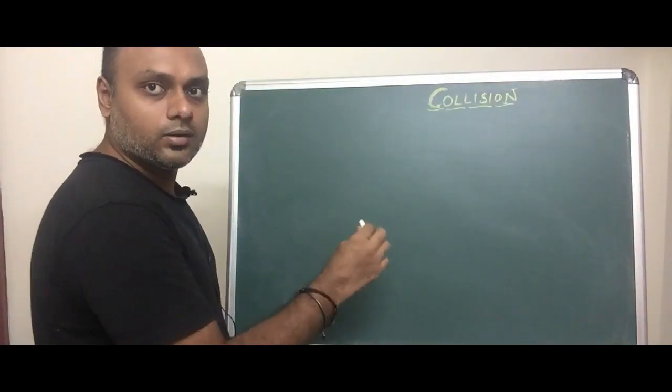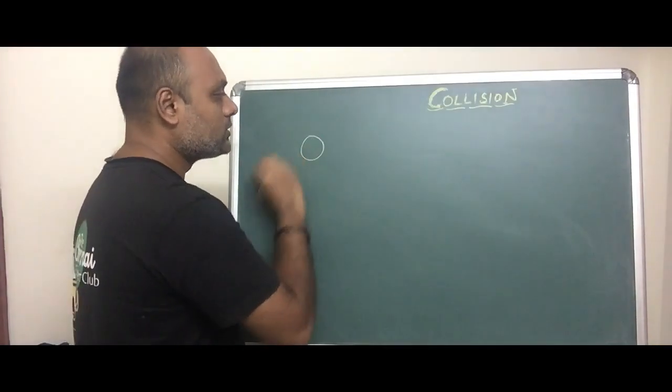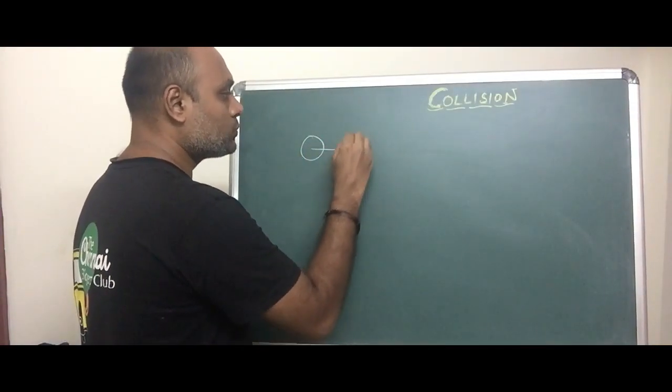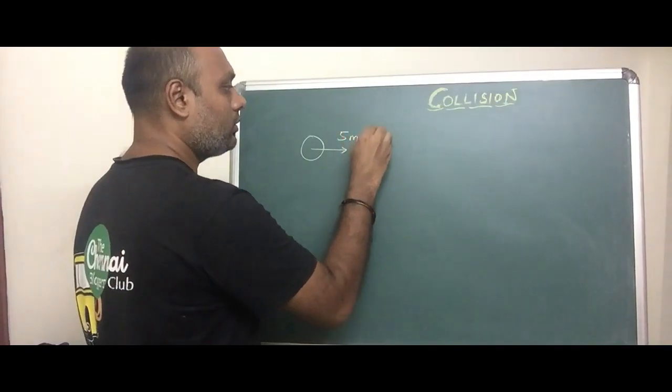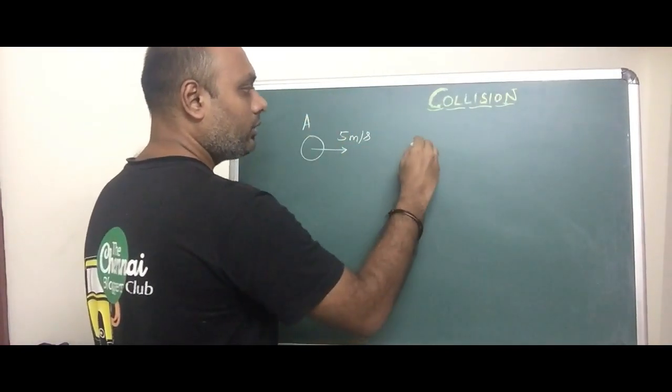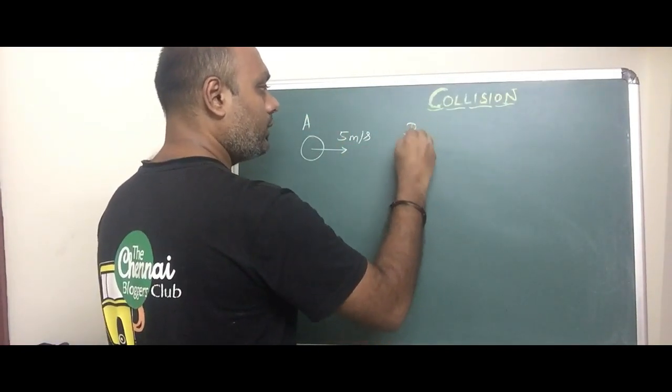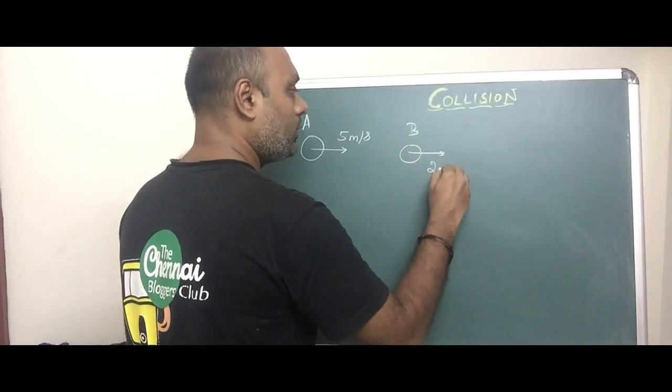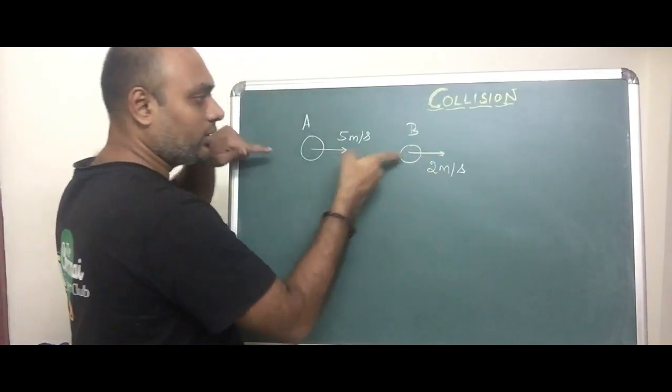Okay, so I will take a simple situation like this. That is an object which is moving with 5 meter per second. Let's say we call this object A, and say we call this object B, and this is moving with a speed of 2 meter per second. Both are moving in the same direction.